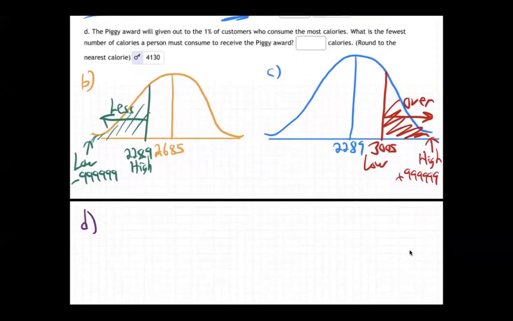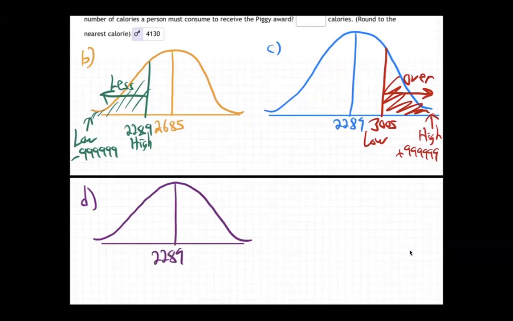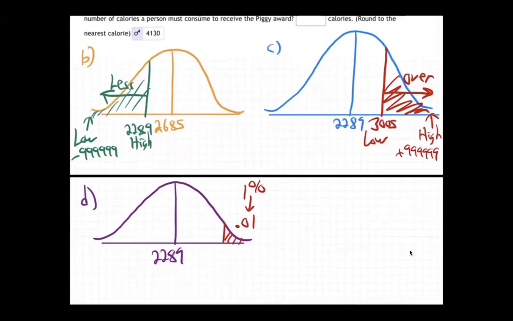So part D, let's draw the bell curve. Again, yet again. The middle, the average customer consumes 2289. Now, we want, see what they're saying, the 1% who do the most. That's the top 0.01. Watch out, right? 1% changes to a decimal, two places. Don't go 0.1, that'd be 10%. And we're wondering, what is this value? We don't know, leave it blank.